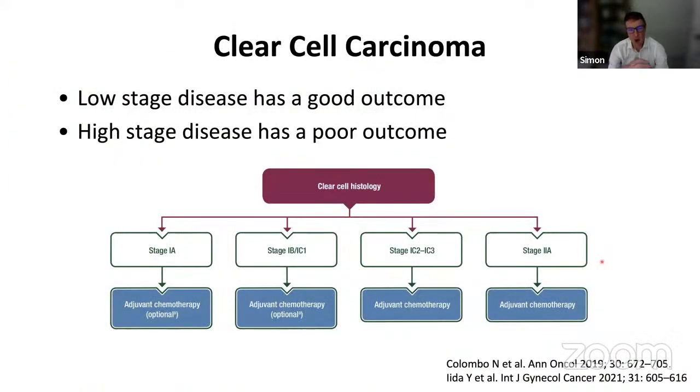Clear cell carcinoma is an odd tumor in that low-stage disease, which most of the tumors are, has a good outcome. But high-stage disease has a paradoxically poor outcome. So disease, particularly stage 3 and 4, has a poor outcome. The therapy is suboptimal. The current guidelines are that from stage 1C2 upwards, patients should receive adjuvant chemotherapy, but it often is poorly effective. And so there's a need to understand whether there are subgroups of clear cell carcinoma that might predict or presage that poor behavior.